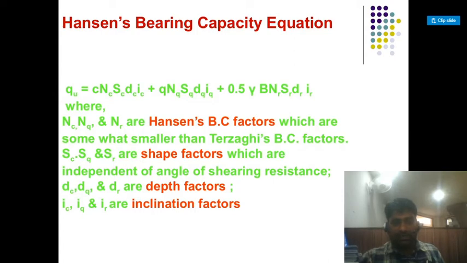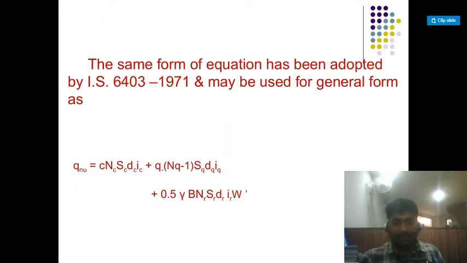sc, sq and s gamma are the shape factors, which are independent of angle of shearing resistance. dc, dq and d gamma are the depth factors, and ic, iq and i gamma are the inclination factors. The same form of equation has been adopted by IS 6403:1971 and may be used in general form as qnu is equal to c Nc sc dc ic plus q into (Nq minus 1) sq dq iq plus 0.5 gamma B N gamma s gamma d gamma i gamma into W.